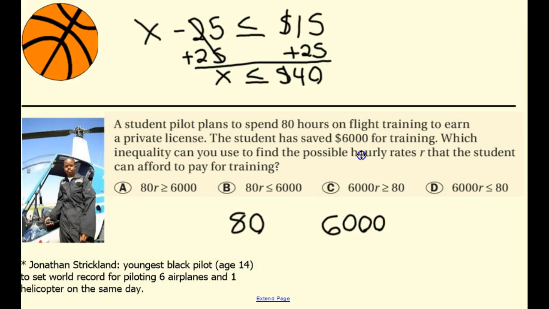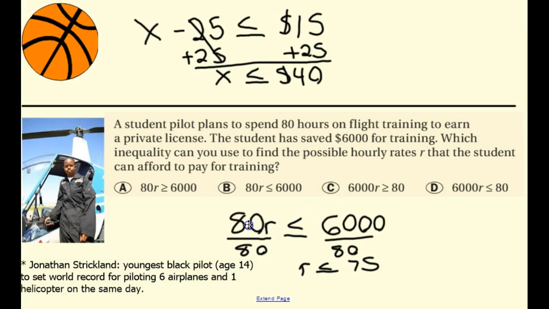Now if we're trying to find per hour, our R is going to go with the 80 from the 80 hours. Now we know that he can't spend more than $6,000 because that's all the money he has. So what we have to have is less than or equal to. He can spend $6,000 because that's how much he has saved, but he can't spend over that. So if we divide this by 80 to get R by itself, R is less than or equal to 75.